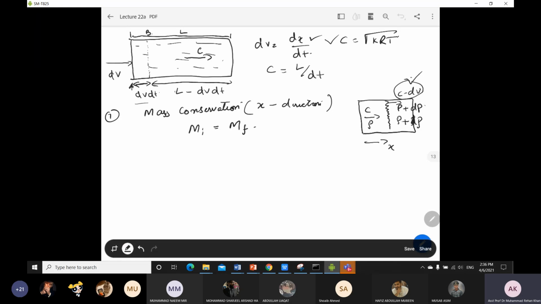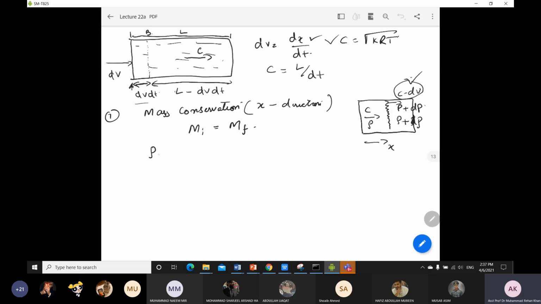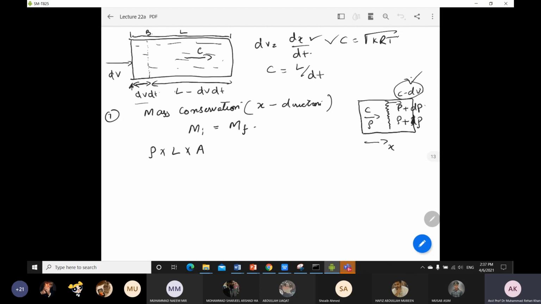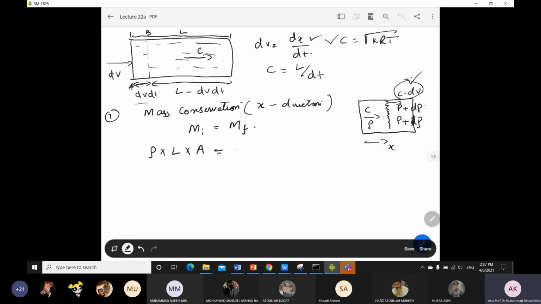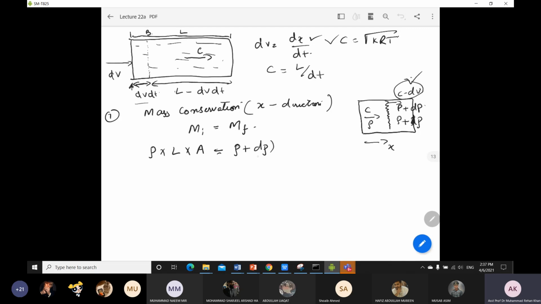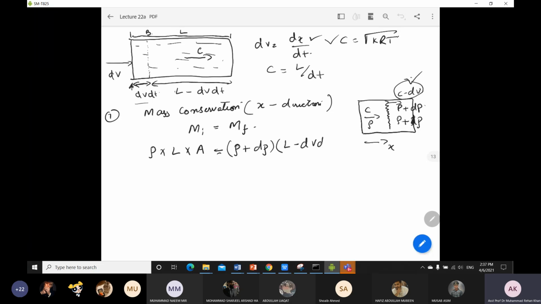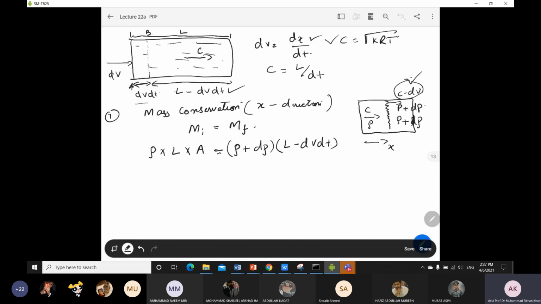So what is the mass initial? You already know that mass is rho into V, density into volume. Here the mass initial is rho into the length of the cylinder, L, into area A. The mass final is rho plus d rho, which is the final density after compression, and the length after compression is L minus dV dt. This comes from this point. The area remains the same because there is no effect on area before or after compression, so I can simply take out this A because it will cancel.